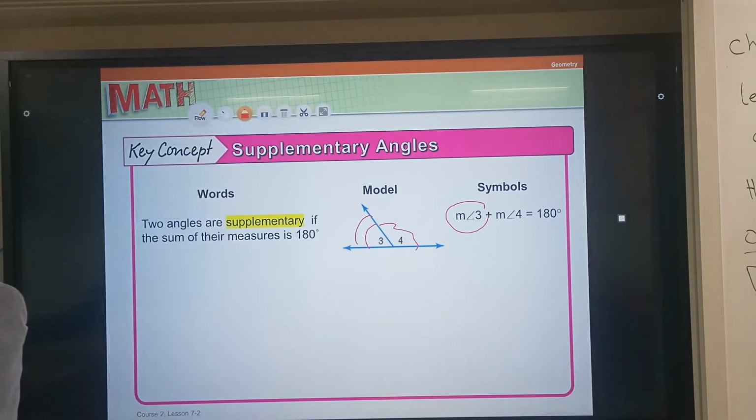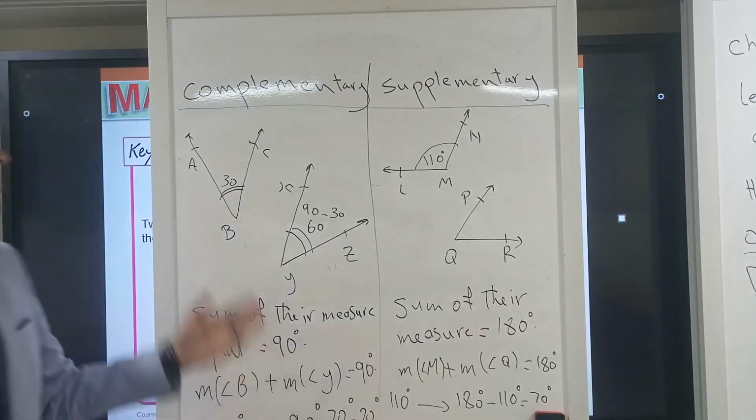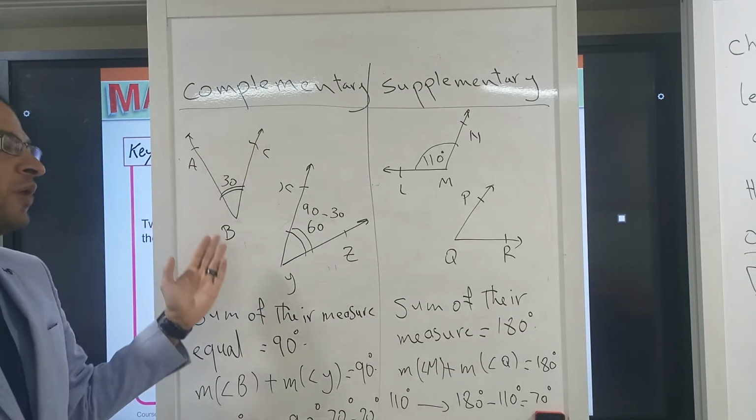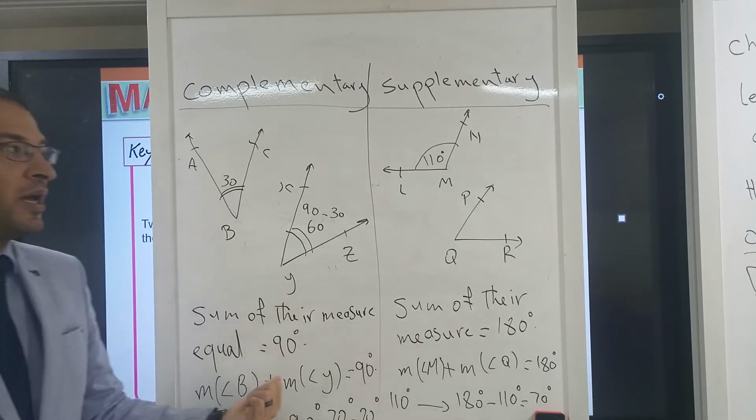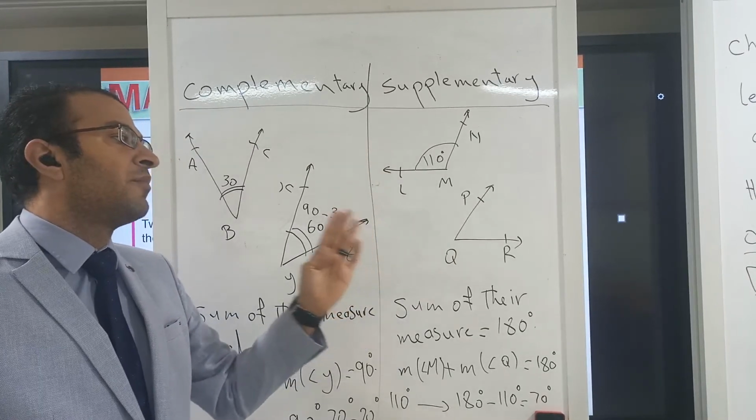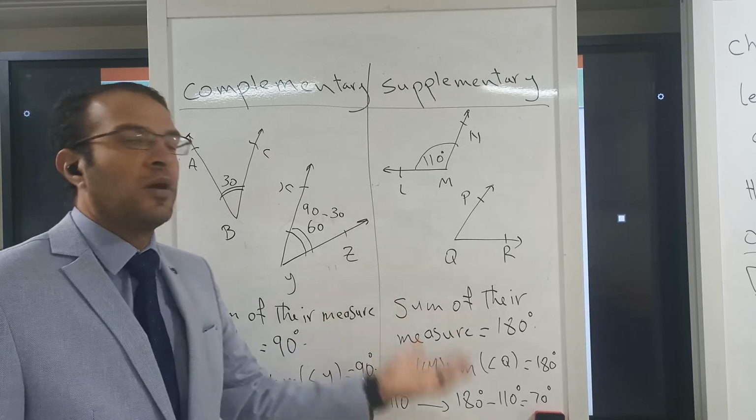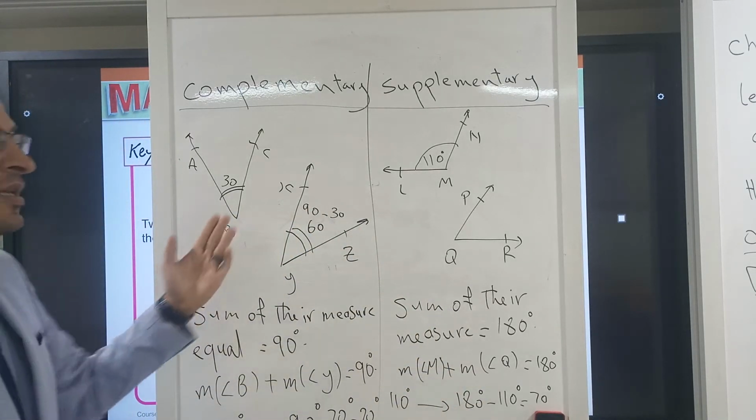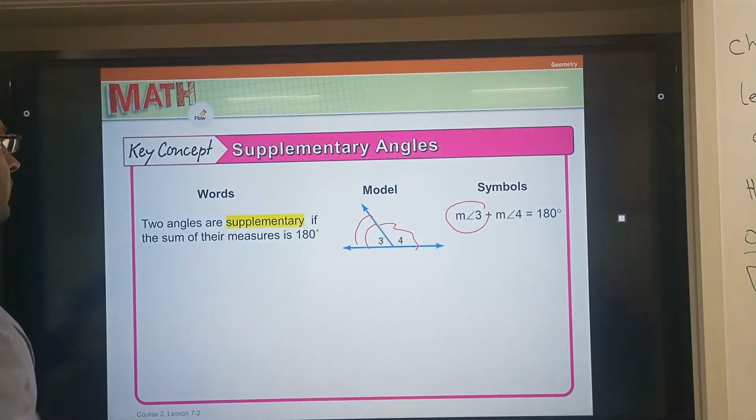So again, we need to return. Remember that we said complementary angles are two angles whose sum of their measure is equal to 90. Supplementary angles are two angles, and the sum of them is equal to what? The sum of them is equal to 180. So the complementary, the sum of them is 90. The supplementary, the sum of them is equal to 180.